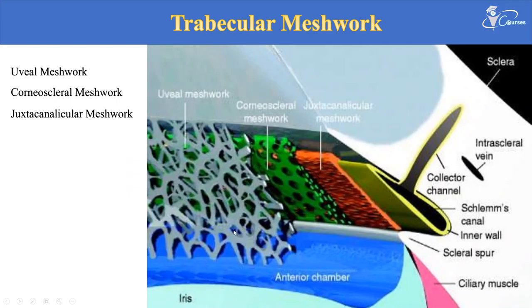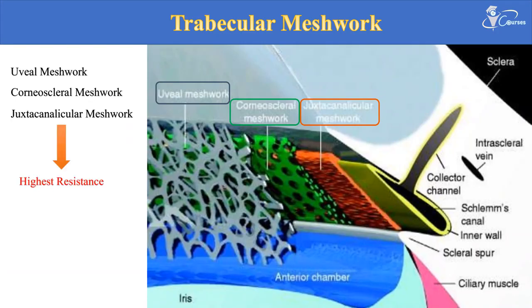And not all of them will offer the same resistance to the aqueous outflow, as the juxtacanalicular meshwork has the smallest pores, which will offer the highest resistance to the aqueous outflow. So this also was asked before in the clinical exams. So this is the uveal meshwork, the corneoscleral meshwork, and finally the juxtacanalicular meshwork. And the juxtacanalicular will offer the highest resistance.